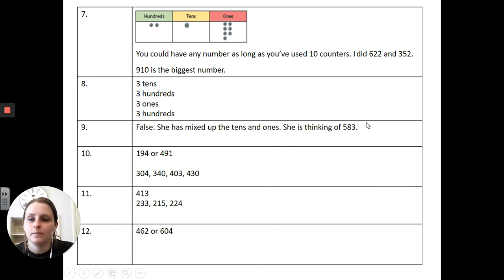Question 7. So you should have put 2 counters in the hundreds, 1 in the tens, and the rest in the ones. So I've got 1, 2, 3, 4, 5, 6, 7, 8, 9, 10. So that's his 10 counters used.